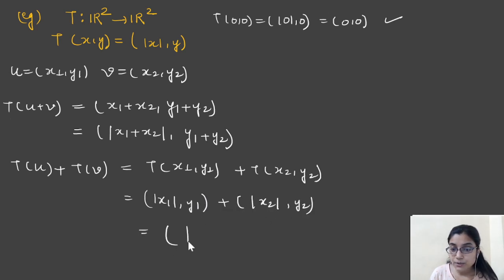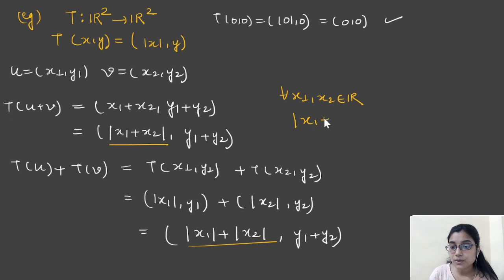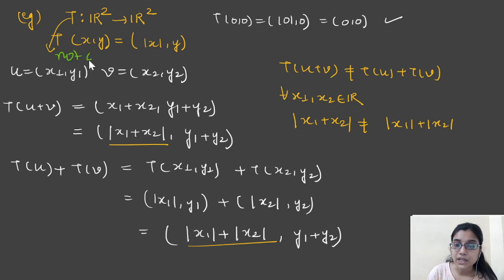See one thing, this is going to be mod of x1 plus mod of x2, and this is going to be y1 plus y2. See one thing, that for all x1, x2 in R, this cannot hold. For all x1, x2 in R, mod of x1 plus x2 is not equal to mod of x1 plus mod of x2. I mean, there exist some x1, x2 for which this condition holds, but this does not hold for every x1, x2 in R. So it implies what? That T of u plus v is not equal to T of u plus T of v. That is why this given T is not a linear transformation.